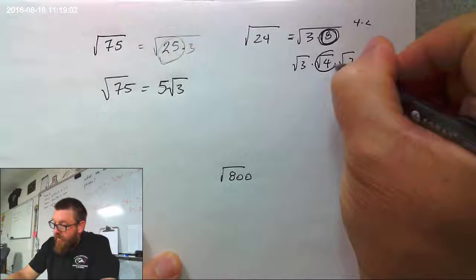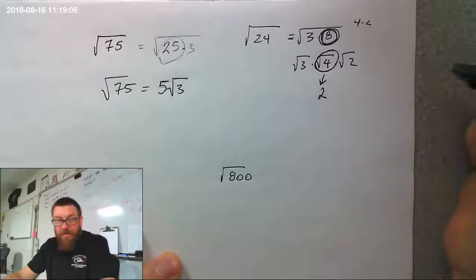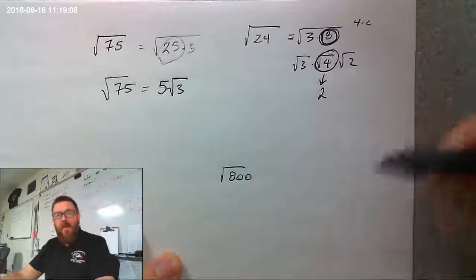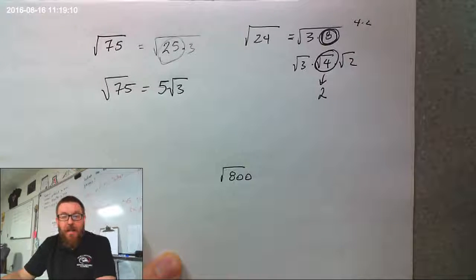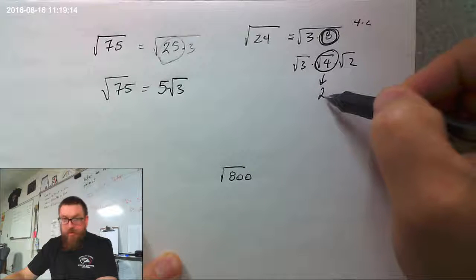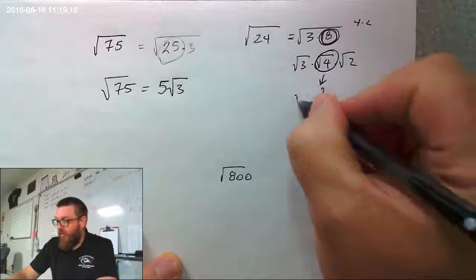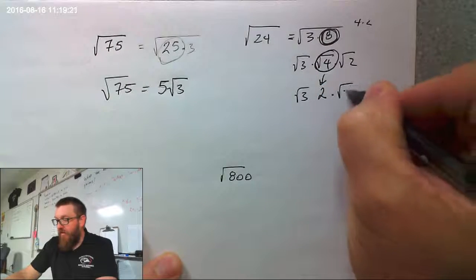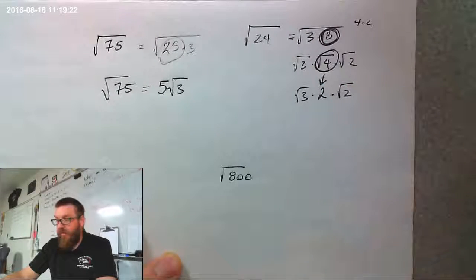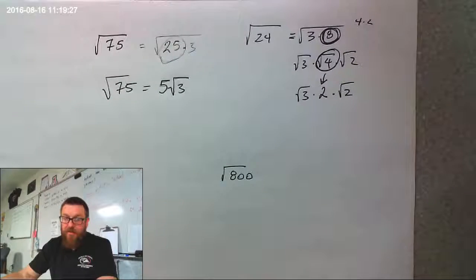Now, the square root of 4 is just 2. People often use the phrase, well, we take out the 2. You don't take anything out. You're writing what this is equal to. The square root of 4 is 2 because 2 squared is 4. Now the square root of 3, can't do anything with it. It's irrational. Same with the square root of 2. It's irrational. This is the right answer, but it's kind of ugly.